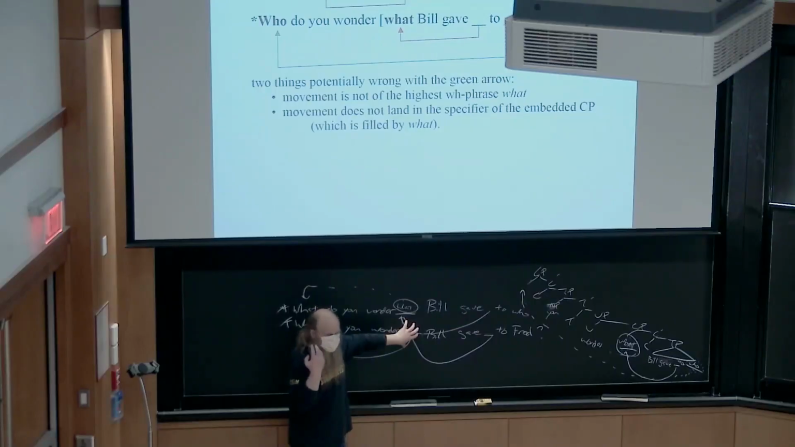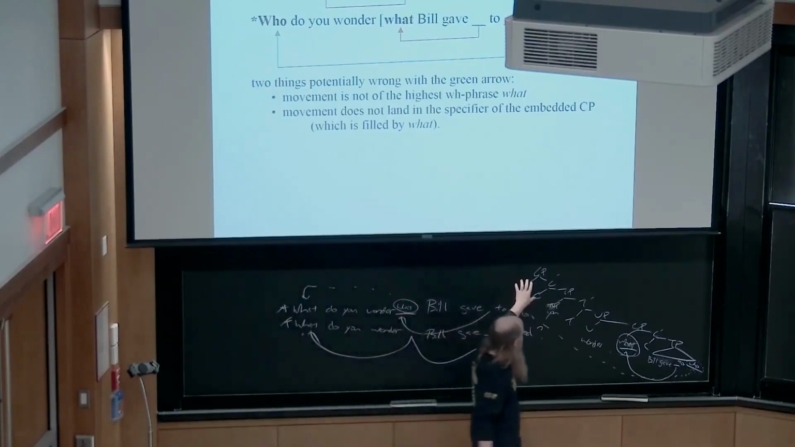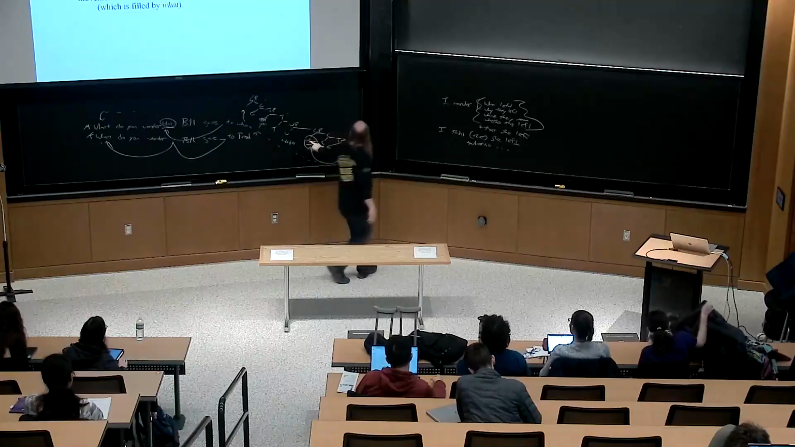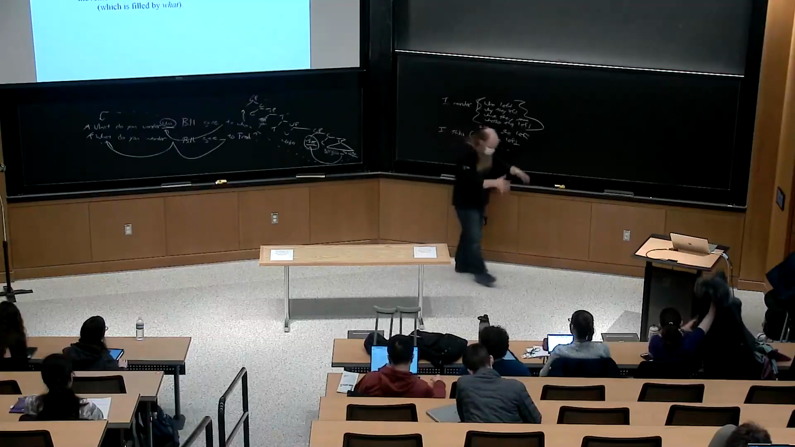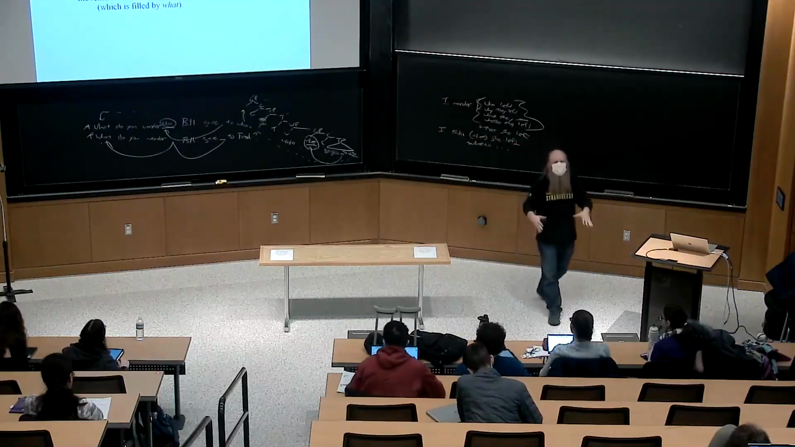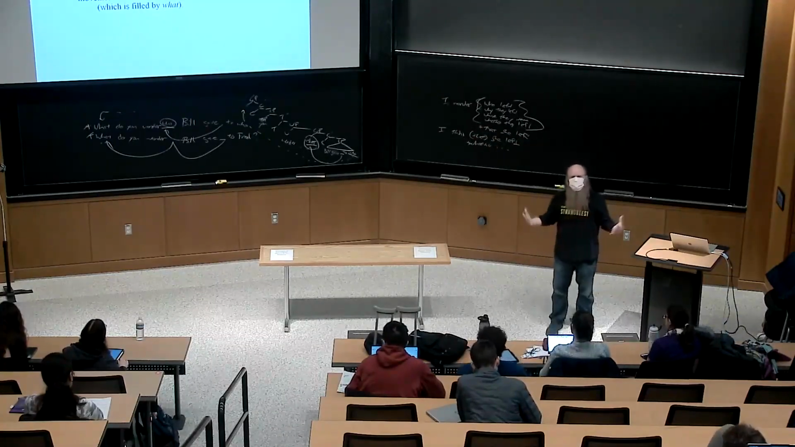So we have two sort of conflicting things. There's shortest move that says, in this example, what should move up to here should really be what. And then you have wonder, which says, no, what? Stay here. You have a job. Yeah. And these two things can't be reconciled.